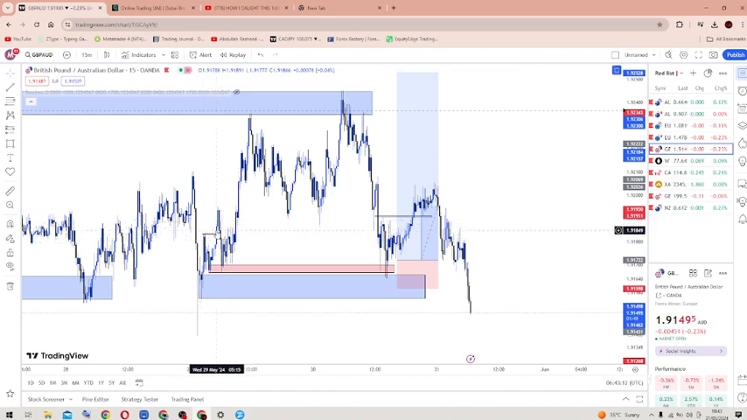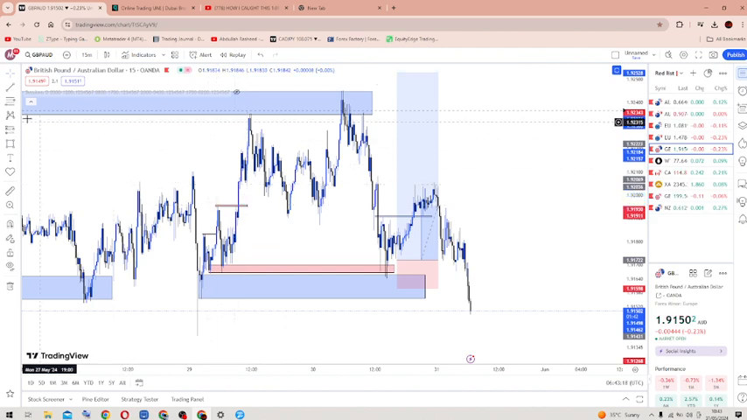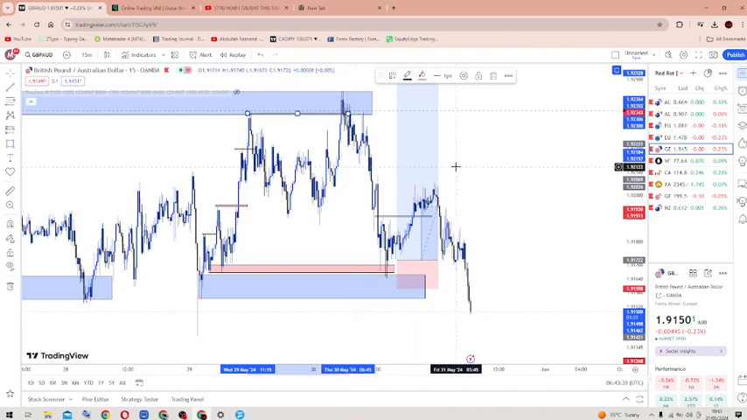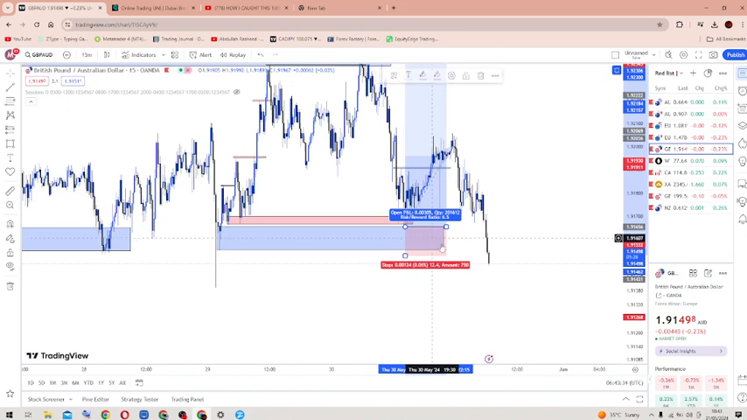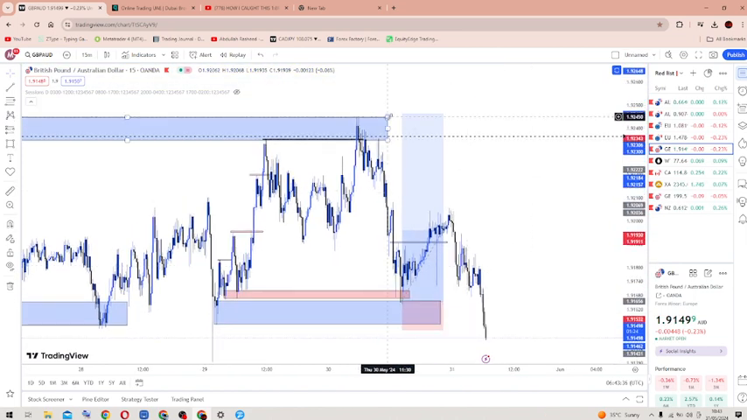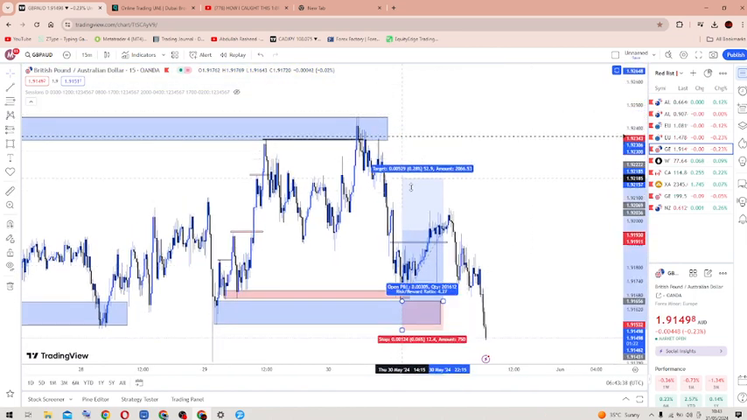What did I do? After here, I was looking at something like this. It had another break of structure, and then again another break of structure over here. So something I needed to do was to put my buy limit over here and target something like this. I actually had positions in this trade, and I held.